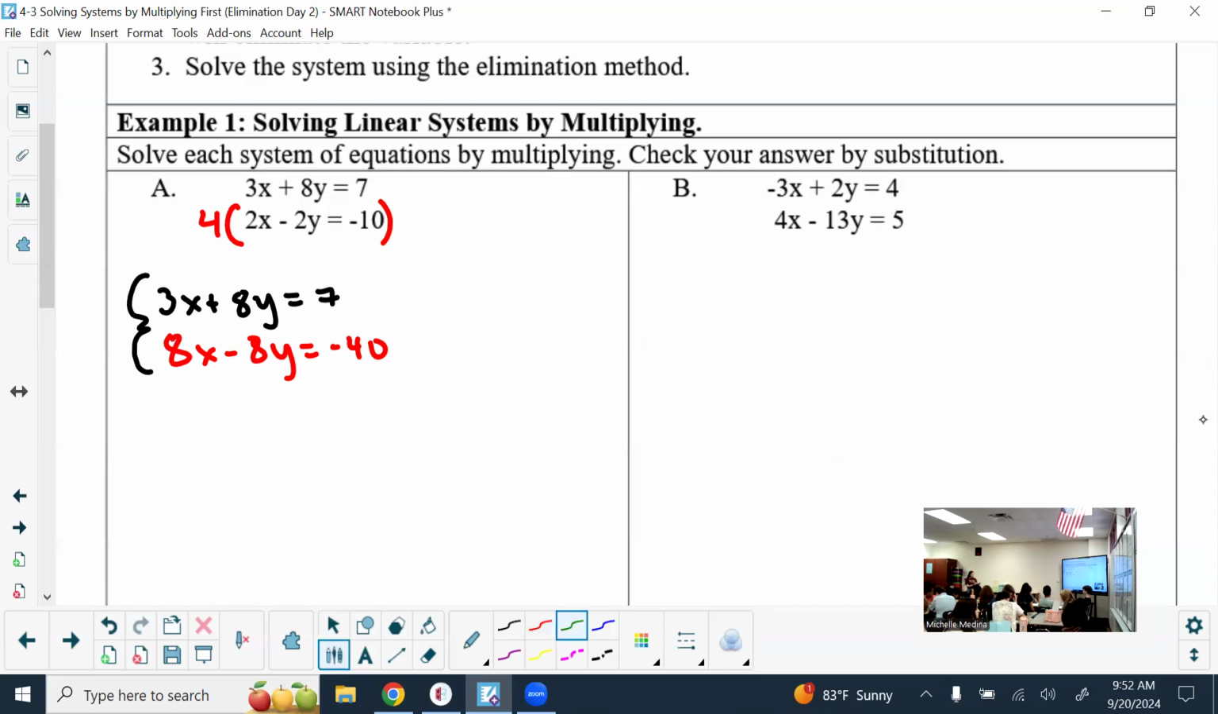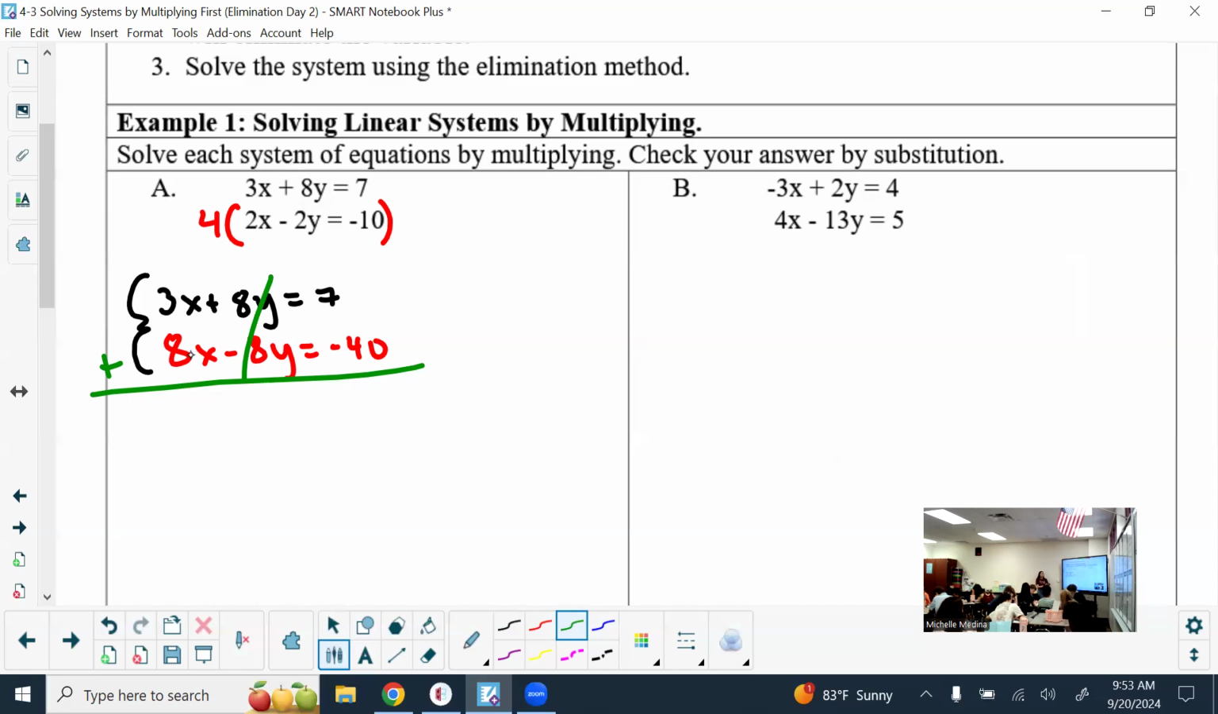So table 9, do I need to add or subtract these? Okay, 8 minus -8, what's that? No, 16. 8 minus -8. So then we should instead do what? We should add to cancel out your y's. 8y plus -8y is 0. You now have to add these other terms.